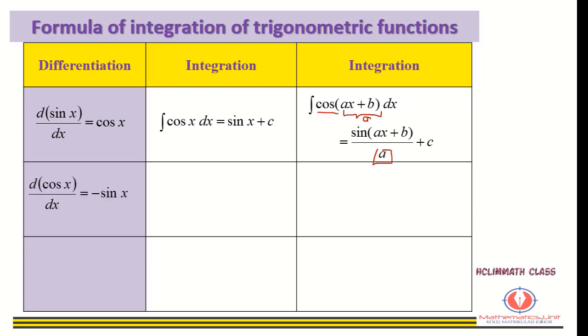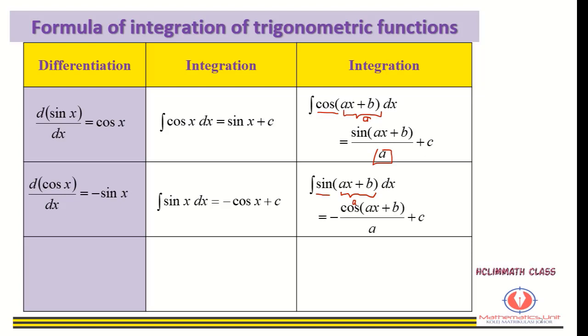Furthermore, the differential of cosine x gives us minus sine x. So the integral of sine x gives us minus cosine x plus the constant c. Therefore, to integrate sine ax plus b, we get the function cosine, divided by the constant from the differential of ax plus b. So we have minus cosine ax plus b, divided by a, followed by the constant c.